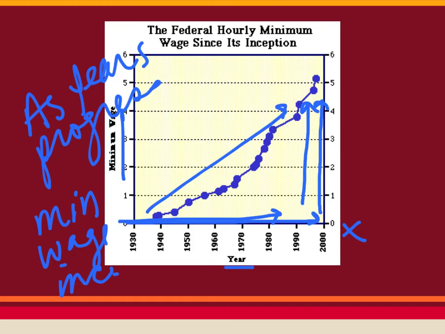So, in your conclusion, you would describe that trend, and then you try to explain why that trend may exist. So when we say, as the year progresses, the minimum wage increases, we are describing a trend. We are not yet explaining why it might exist, and that comes afterwards, but we are describing a trend, and that's important.